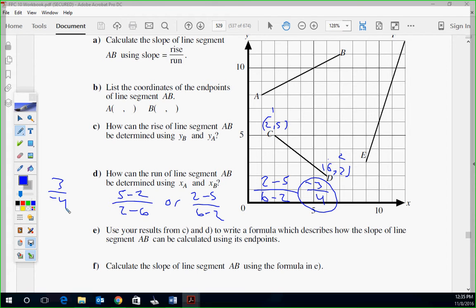So E is 9, 3. F is 13, 12. Okay, so here I go. 12 minus 3, y minus y. 13 minus 9. 12 minus 3 is 9. 13 minus 9 is 4. 9/4 is your slope. That makes sense because it's positive and it's pretty steep.